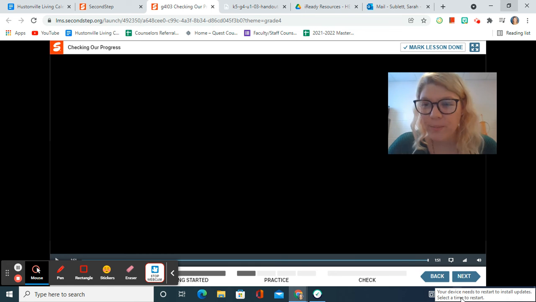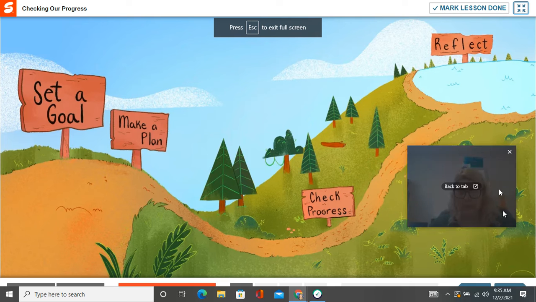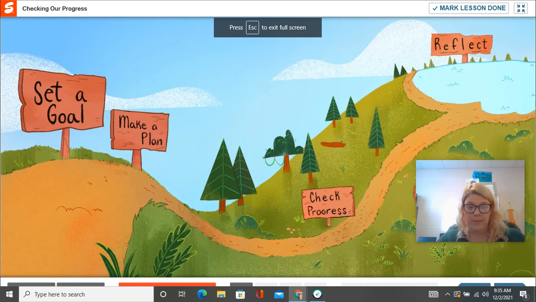Okay, so that was a fun little brain builder activity. Now we are going to continue to talk about our goals. So here's a little roadmap of how we should create goals, make a plan, and check our progress. You're going to start by setting a goal. Today we're going to talk about setting goals for iReady. If you set a goal for iReady, you then make a plan. What are you going to do to reach that goal?